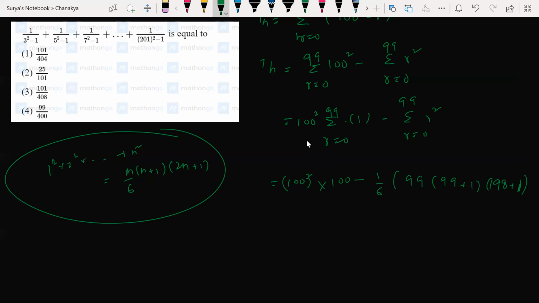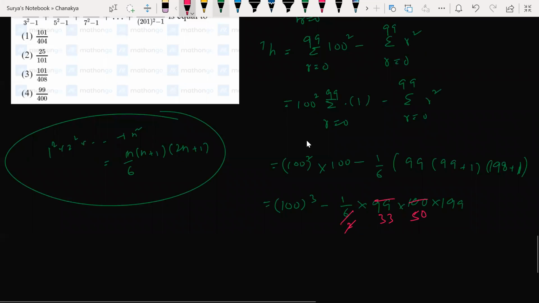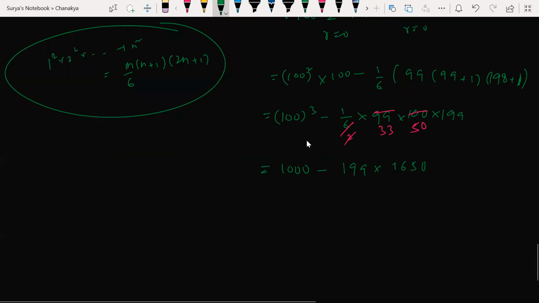Now 100 cube minus 1 by 6 into 99 into 100 into 199. So we can cancel it as how? 3 2s, 3 3s, 2 1s, 2 50s. Cancel it now. Look at this. 1000 minus 199 into 55 into 3, 165, 10. Correct. So this is equal to what, beta?